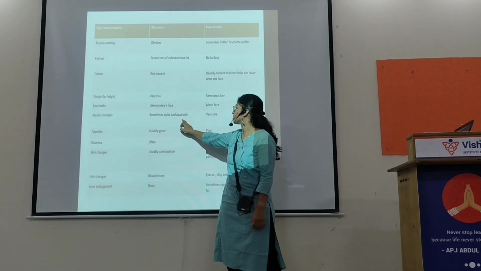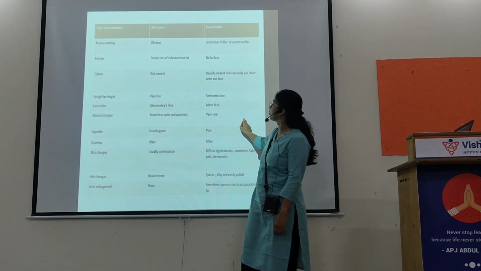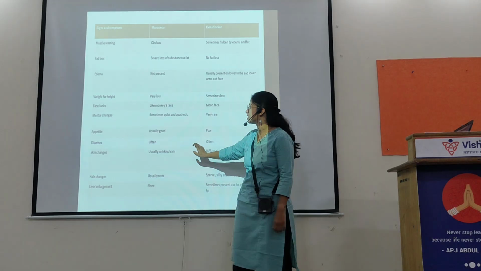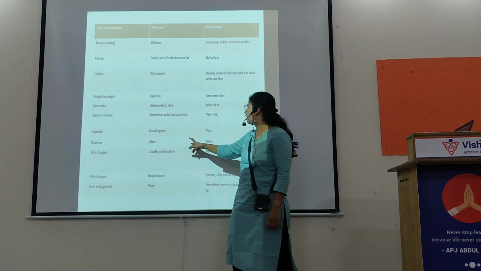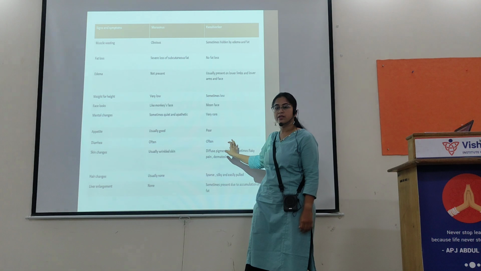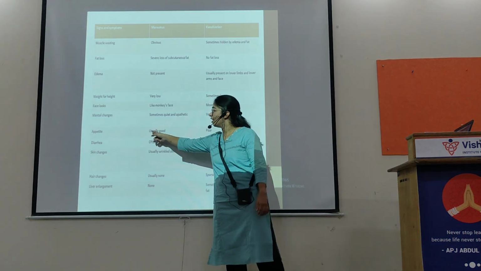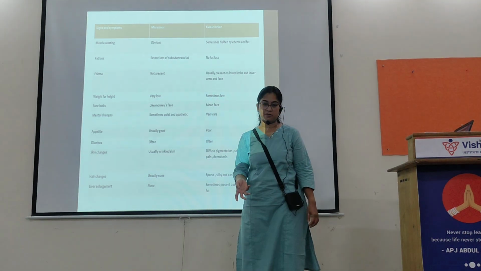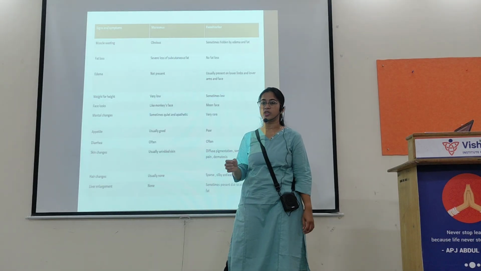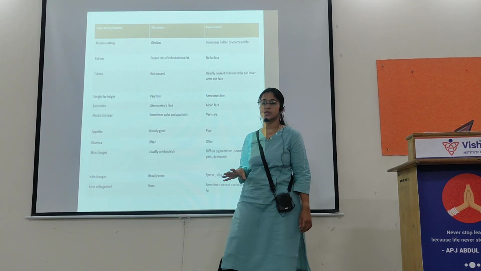Mental changes: sometimes the child is quite apathetic in marasmus, and in Kwashiorkor there are rare mental changes. Appetite is usually good in marasmus, and in Kwashiorkor appetite is very poor. But this appetite may be for fast food or other things, because the child doesn't want to eat any nutritious food.